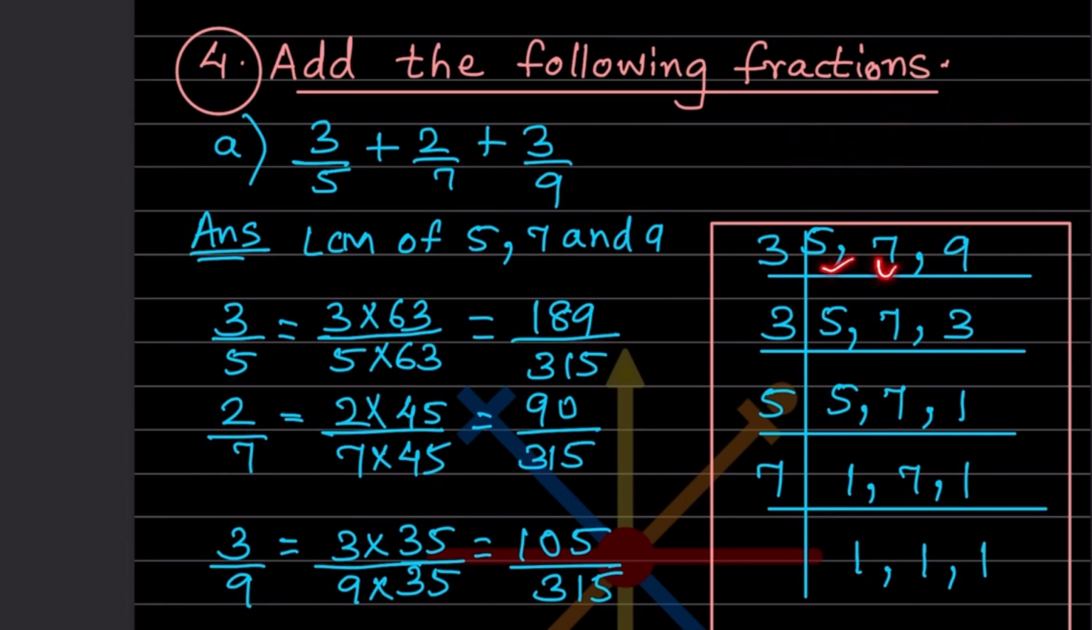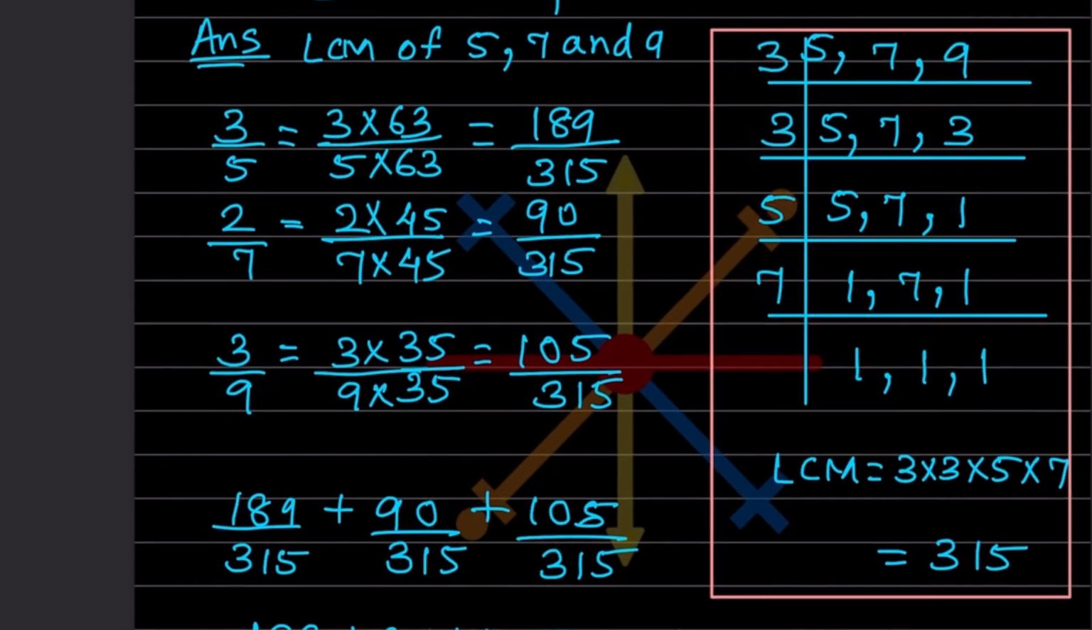So this is not possible with 2. So we'll go with 3. So this doesn't go with 3. So write as it is. 3 3s are 9. Again, these 3 3s are 9. This as it is because it doesn't go with 3. Here it doesn't go with 3, means you'll go to 5. 5 ones are 5. This as it is. So now 7 ones are 7. This as it is. Whatever you get, these are the factors. So you will multiply all these numbers. You get 315 as the LCM.